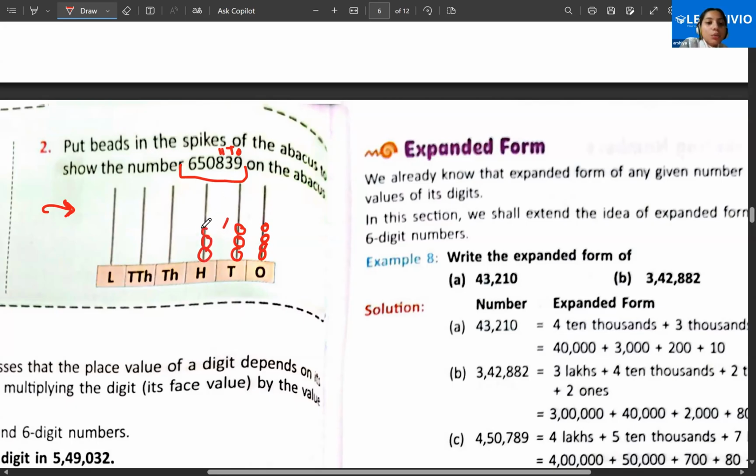So 1, 2, 3, 4, 8 beads. What about thousands? No beads, because there's 0. What about 10,000? We should put 5 beads. Correct. What about lakhs? 6 beads.